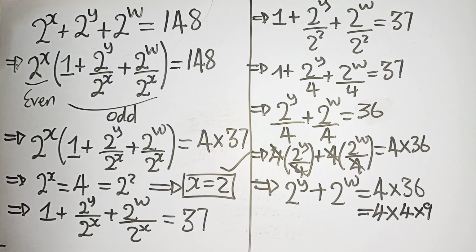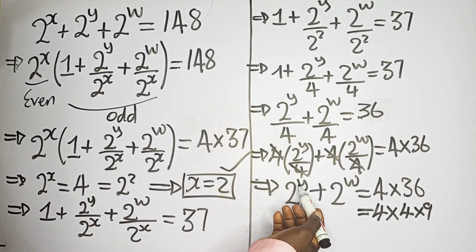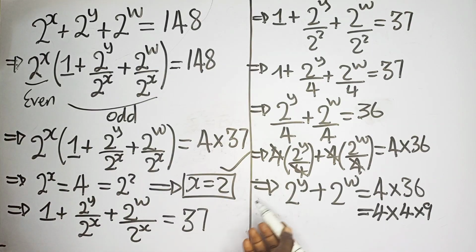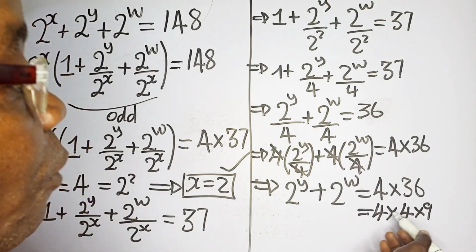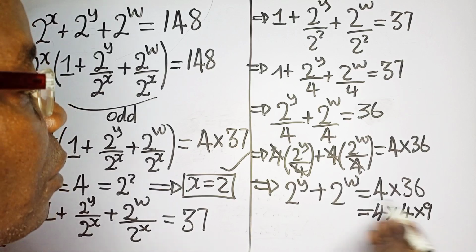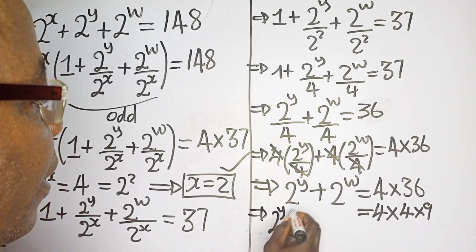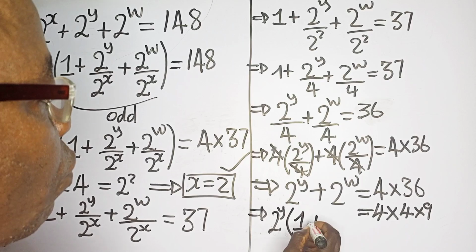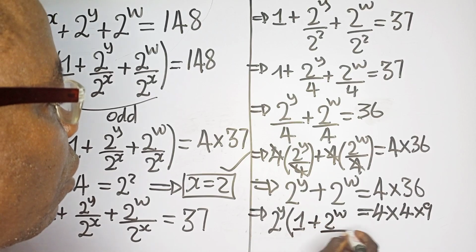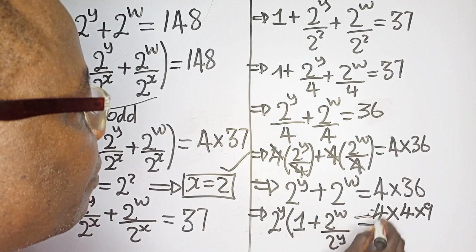All right, our aim, we know that this one we can express to this same nature where we have an even multiplied to an odd by simply factorizing out 2 to the y. We'll obtain an even multiplied to an odd. So we can already see this is even, this is odd. So here we factorize out 2 to the y. It will be 2 to the y into (1 plus 2 to the w all over 2 to the y) is equal to what we have there.